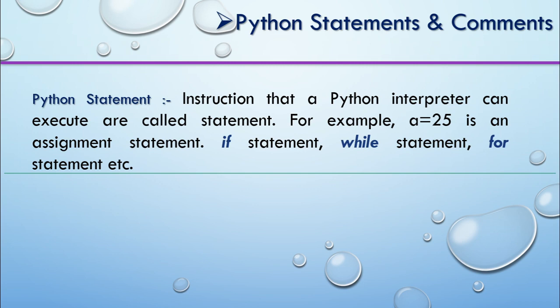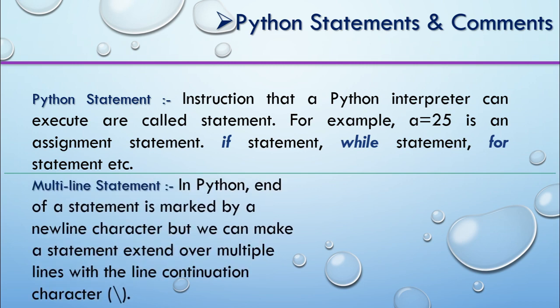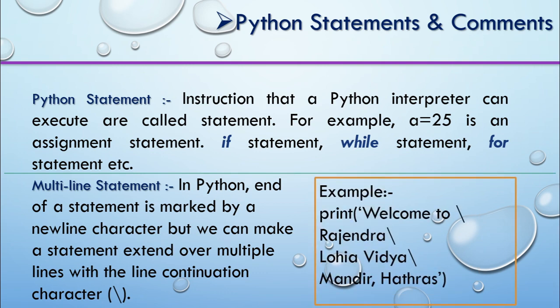We can also have multi-line statements. In Python, end of the statement is marked by the new line character, but we can make the statement extend over multiple lines with the line continuation marker, that is our backslash. So for example, you can consider this.